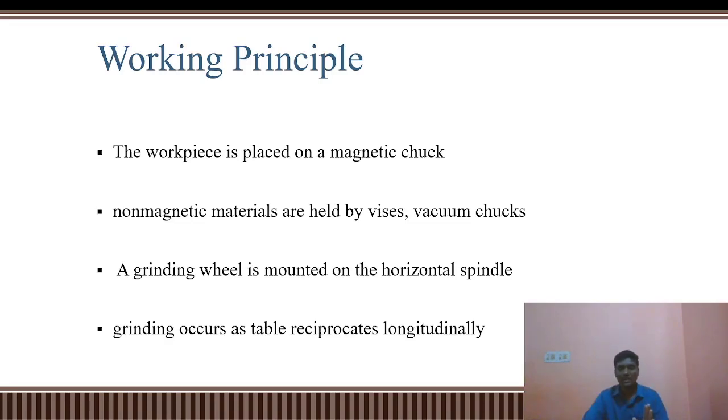So, if the spindle is horizontal and this is the grinding wheel, the periphery of the grinding wheel is involved in metal removal. That is the thing to be noted here. And the table, that is the magnetic chuck, reciprocates longitudinally, and the grinding wheel is fed along the vertical direction, and the metal removal takes place. This is the basic working principle of the surface grinding machine.